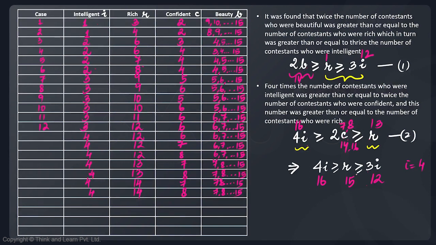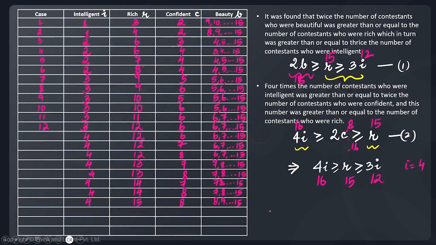Next is, what if R is going to be 15? If R is going to be 15, I should have changed this as well simultaneously. So the minimum value that 2C can take is going to be 16. And we will have I equal to 4, R being 15. And that gives us C being 8, only one possibility. And since R is 15, 2B should be 16 at least. So B is going to be 8 and above.